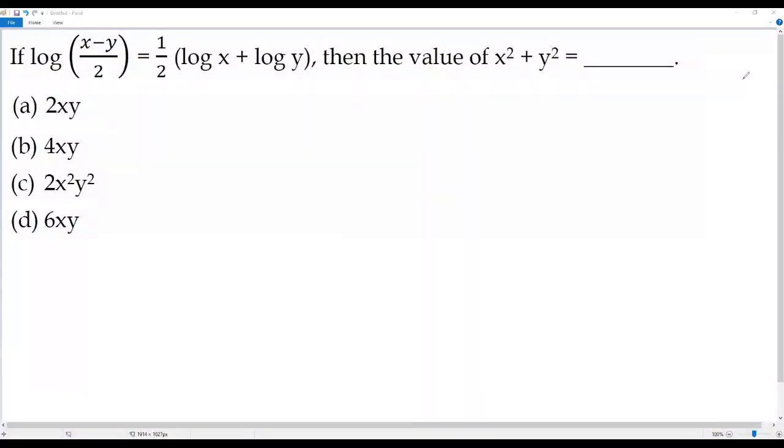Here we have a pre-calculus problem. Okay, let's go to the question. If log of (x − y)/2 equals 1/2 times (log x + log y), then the value of x² + y² equals to.